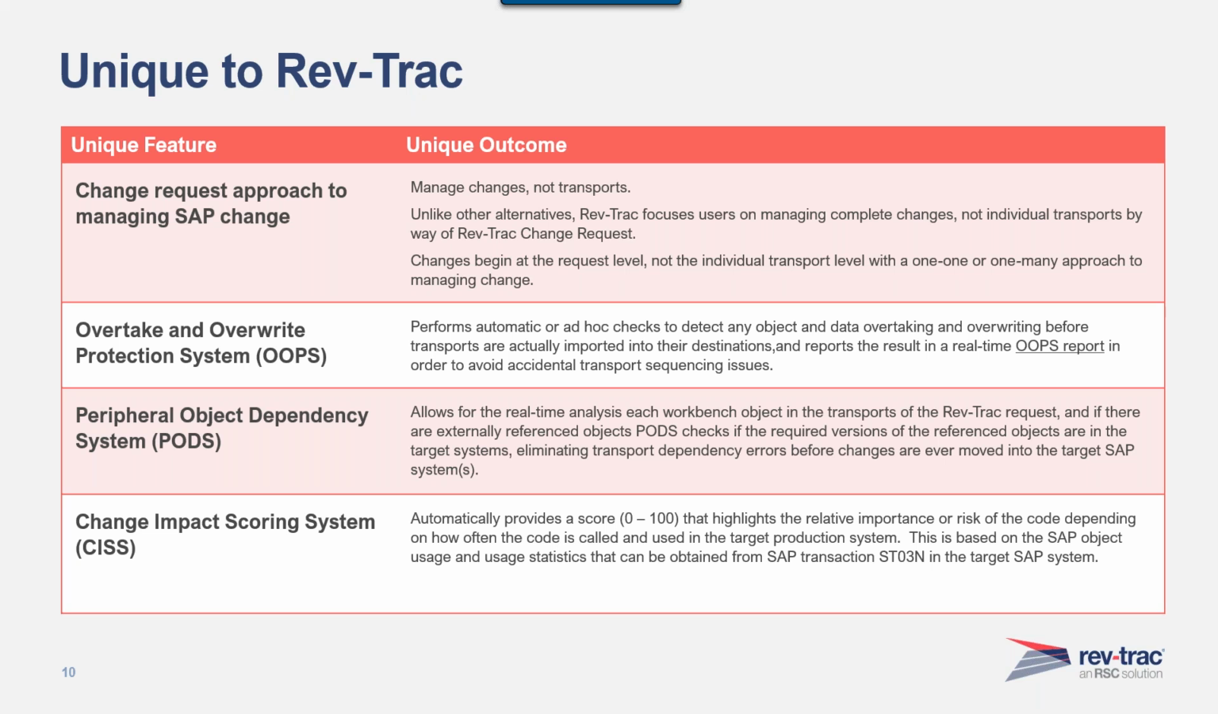So PODS would let you know if that table that the report is dependent on is in the target system before you ever move it. So it gives you a look-before-you-leap type functionality, looking ahead at the target systems and letting you know if you're missing anything. And a report and a table is the most basic example we can give, but it goes much deeper, with methods and classes and all these types of checks that are going on.